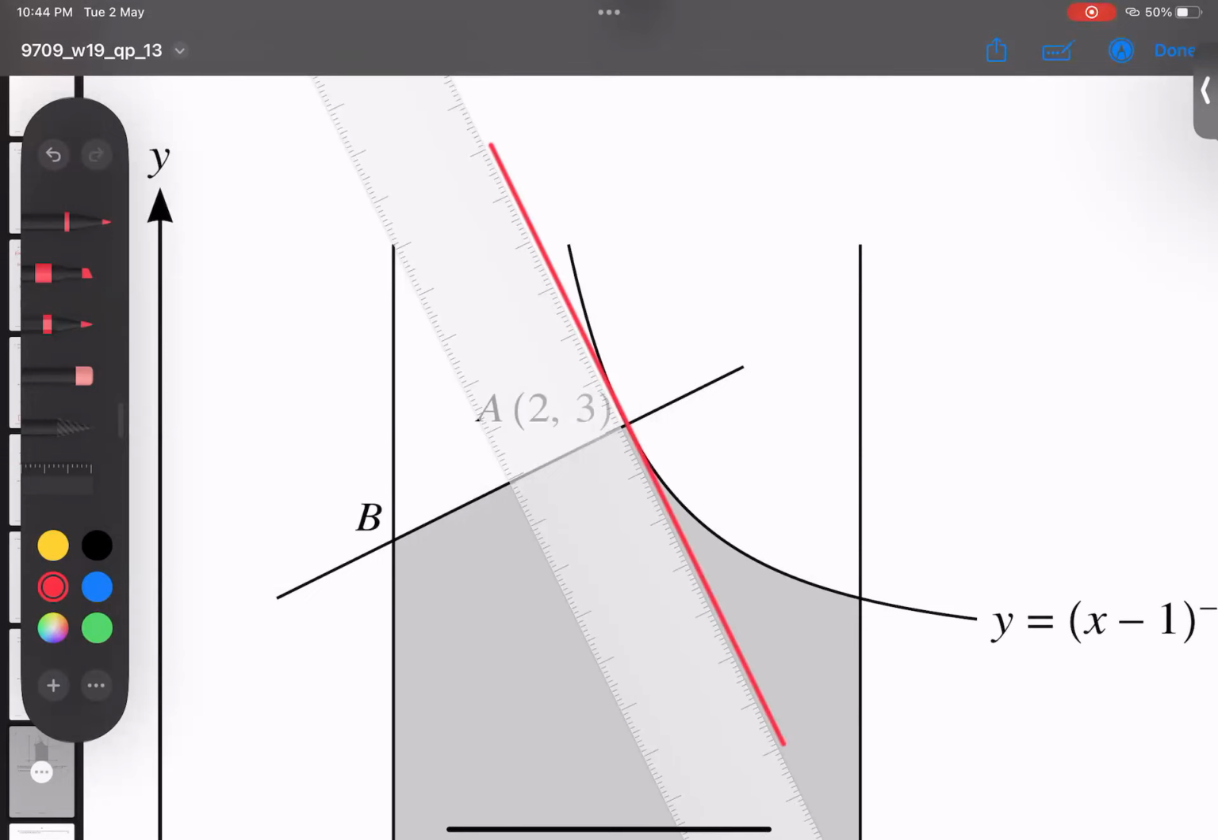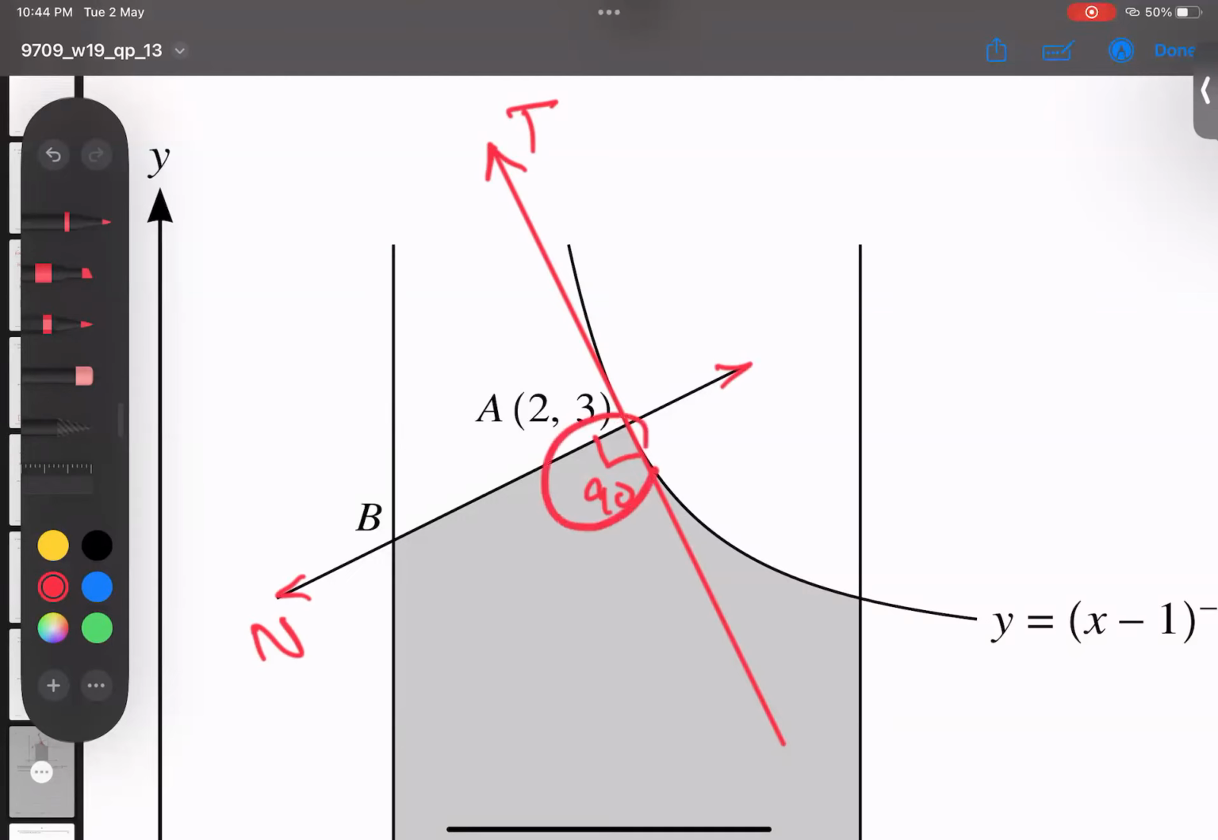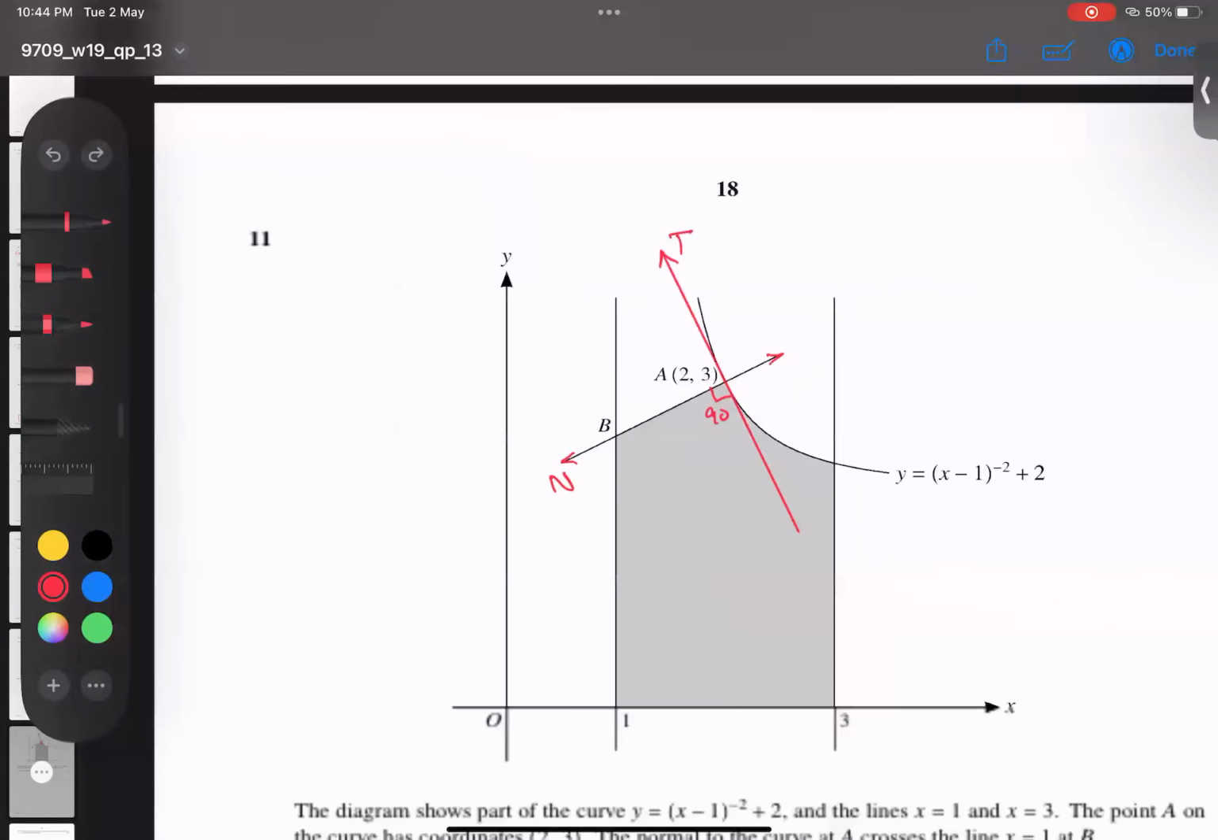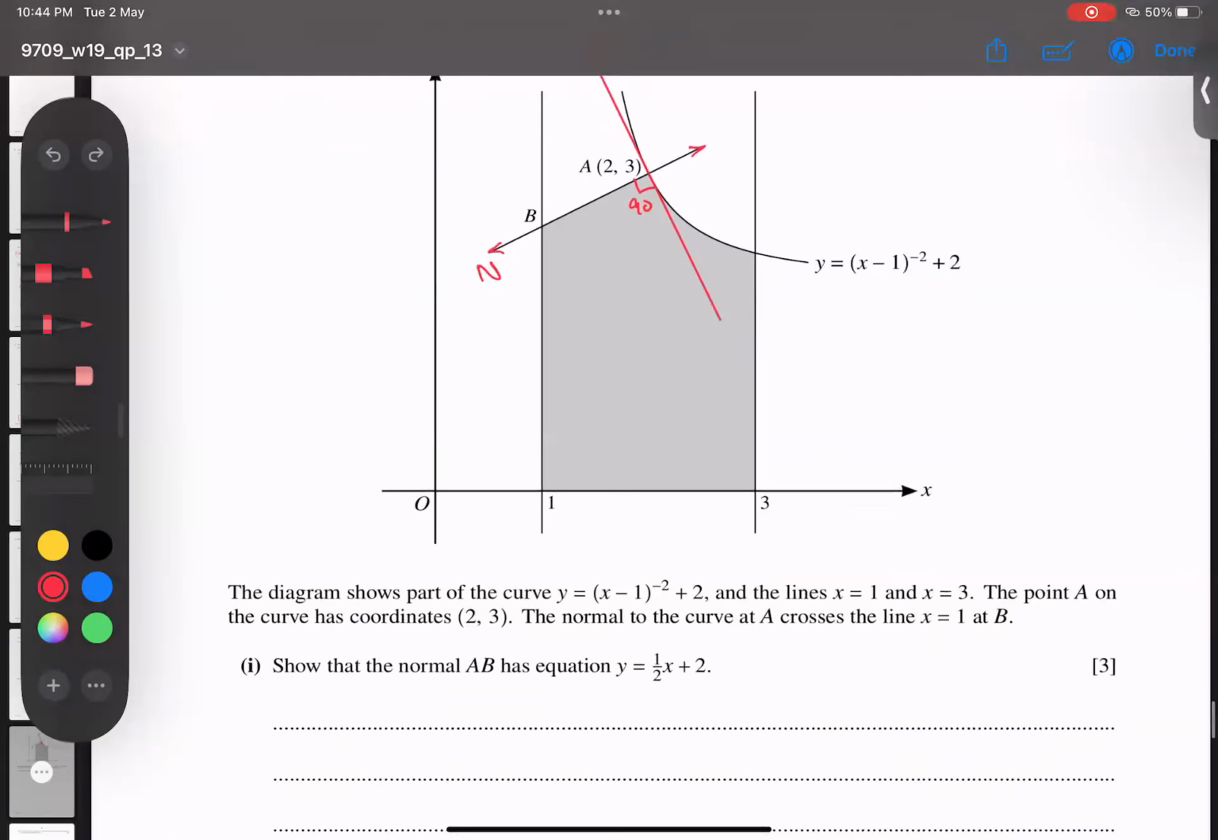This is a tangent, and this is 90 degrees. So this is the tangent, T for tangent, and the black line is the normal, because tangent and normal are always 90 degrees to each other. I believe this part is very clear. So he said, prove it. So what is the technique of proving?